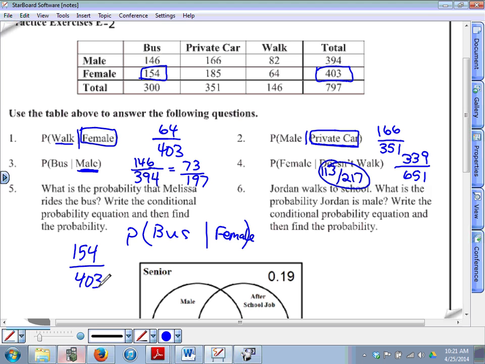You guys see how that works? Now you have to read question 6 carefully. Jordan walks to school. What do we now know has to happen? We know that Jordan walks to school. That's our condition. What is the probability that Jordan is a male? So what's the probability that it's a male given that this person walks? We know that Jordan walks to school, so that's the condition.